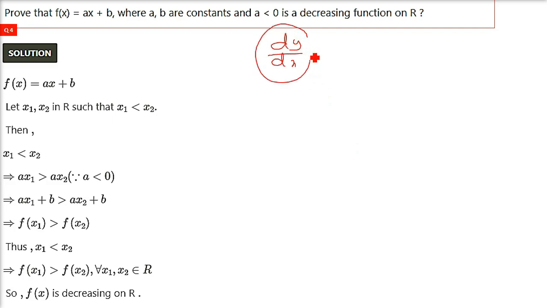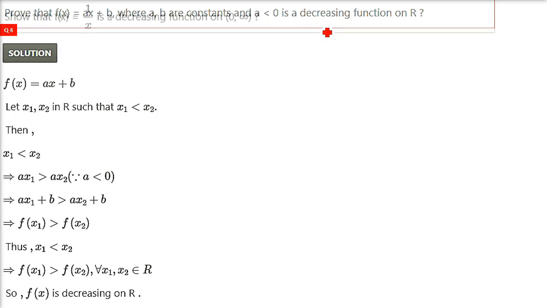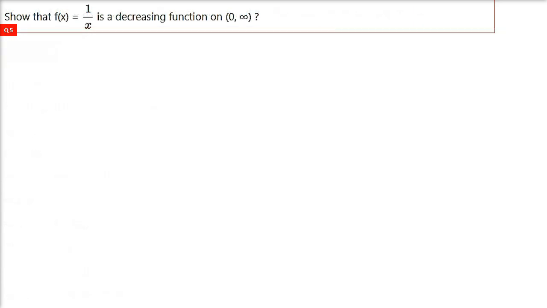dy by dx you don't have to use. People have been solving these with dy by dx. This exercise doesn't need dy by dx or differentiation.